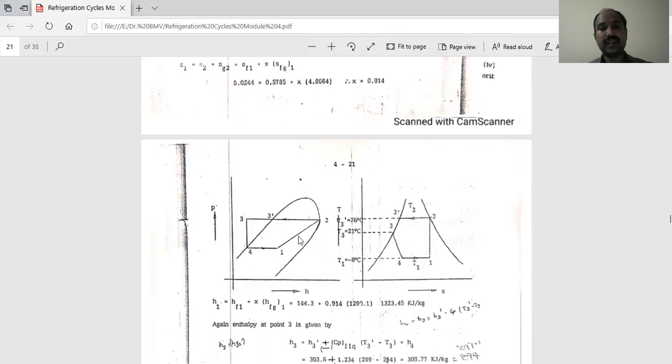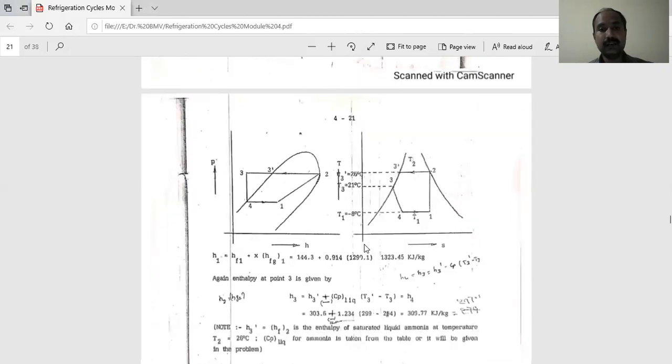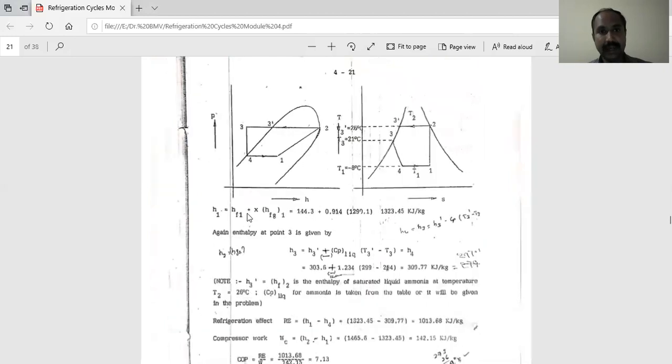Already we know these case studies. In the case study we have discussed subcooling and how to draw the pH and TS diagrams. You can go through that in the theory and get the idea. Then you should find the value of H1. H1 is equal to HF1 plus X into HFG1. You should calculate the value, which is about 1323.45 kilojoules per kg.